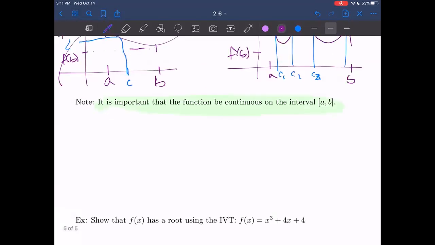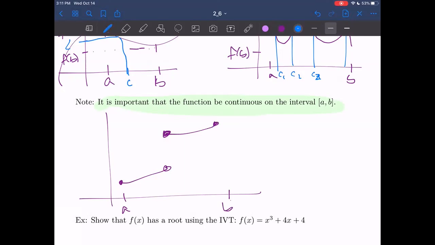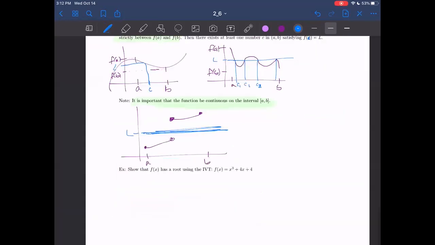You just can't have it not be continuous. So if it's not continuous on the interval, for example, if we had something like a to b with this break, then if we chose L, there's no point. So if it's not continuous, then there's no guarantee that there's a point wherever we choose the L value.